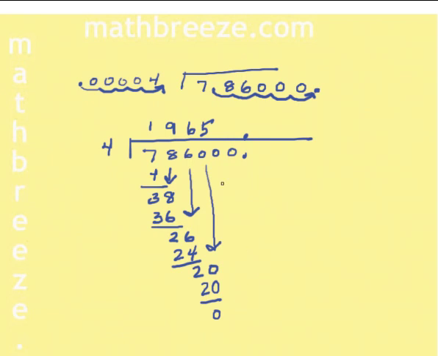And now we have remainder 0, and we have 2 places before this decimal point, so we have to fill those with zeros. So there's our quotient.